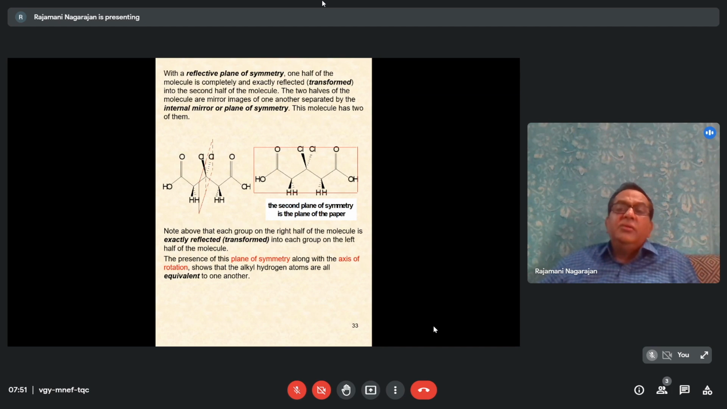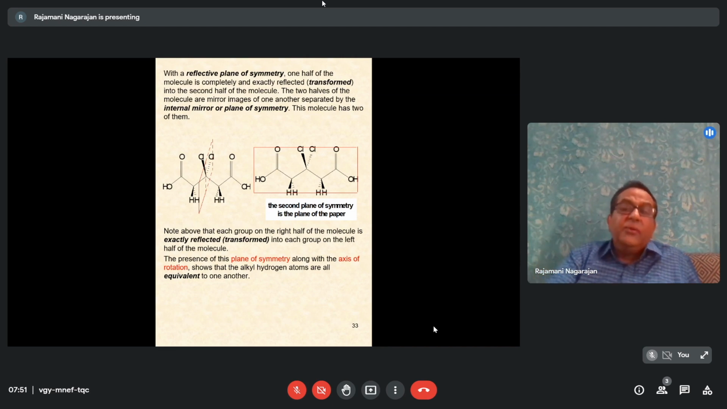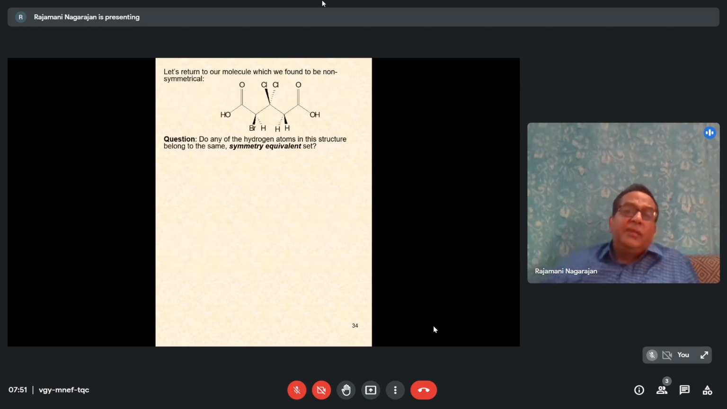That means you have to look at the symmetry operations and the presence of symmetry elements that exist in the molecule before even trying to start interpreting the proton NMR spectrum. Let us return to our molecule, which we found to be non-symmetrical. So let us raise a question. Do any of the hydrogen atoms in this structure belong to the same symmetry equivalent set?